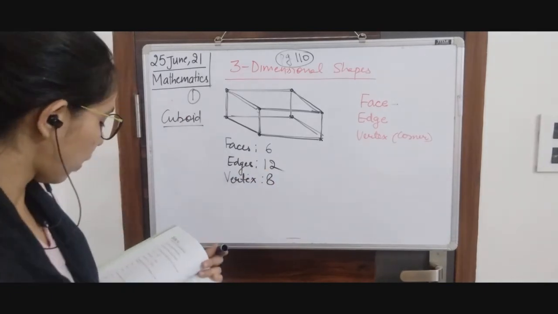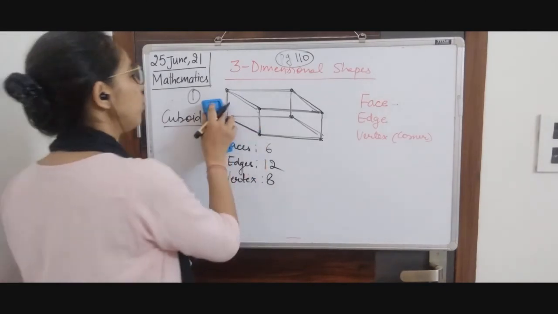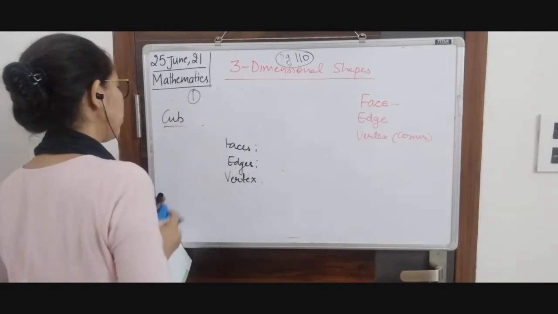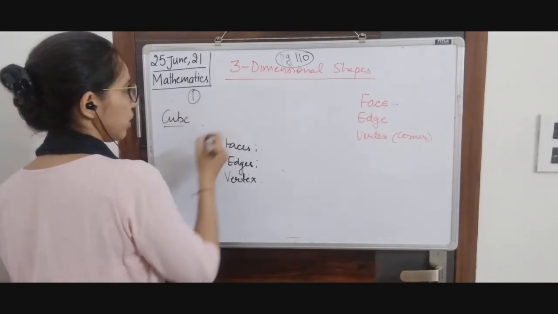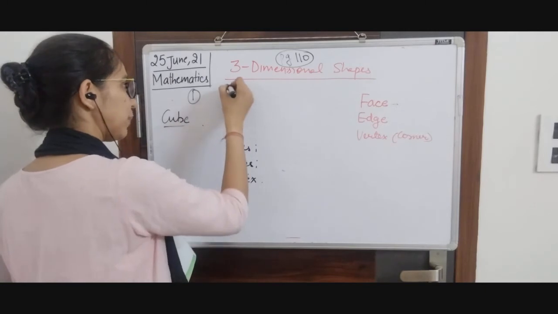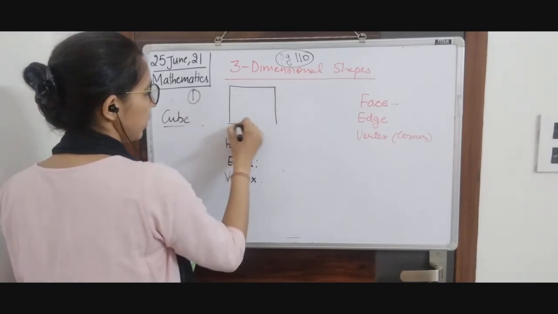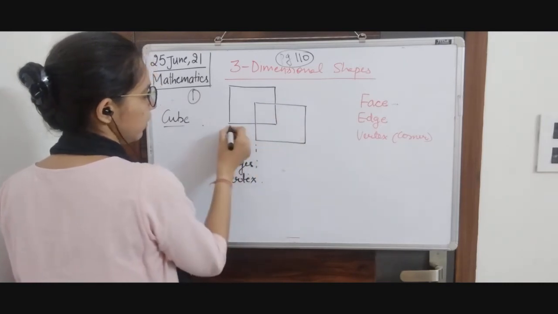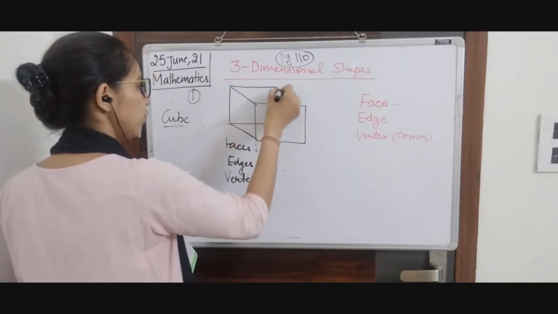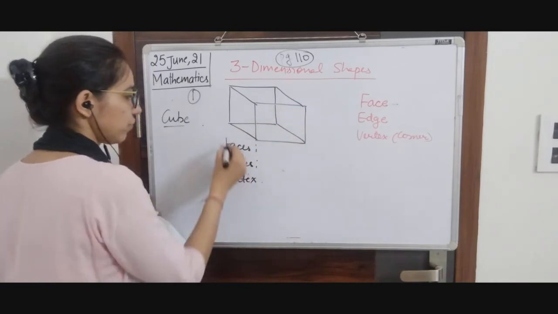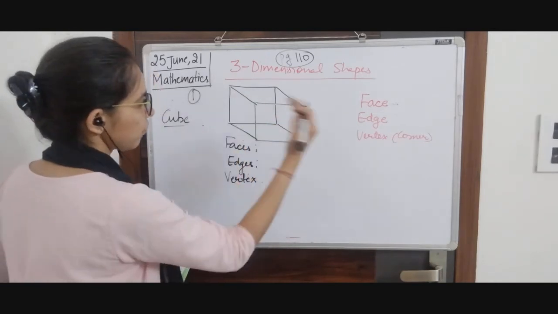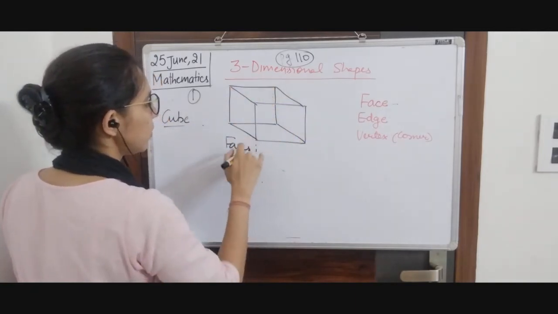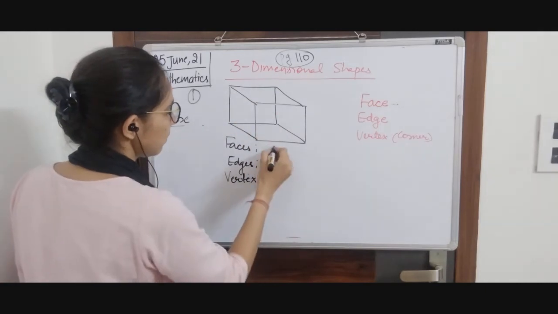Now we are going to talk about cube. Cube is made up of squares. Like cuboid was made up of rectangles, cube is made up of squares. In 3D, square in 3D is cube. So it is this figure. We have to count the faces. First we are going to count the vertical faces. 1, 2, 3, 4. Then horizontal, 5 and 6. So it has 6 faces.